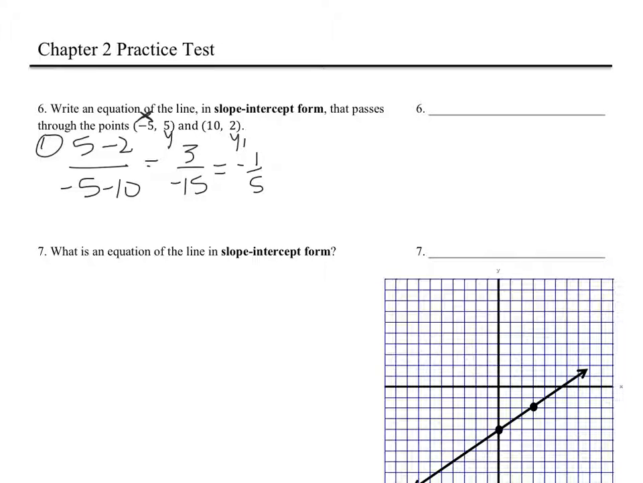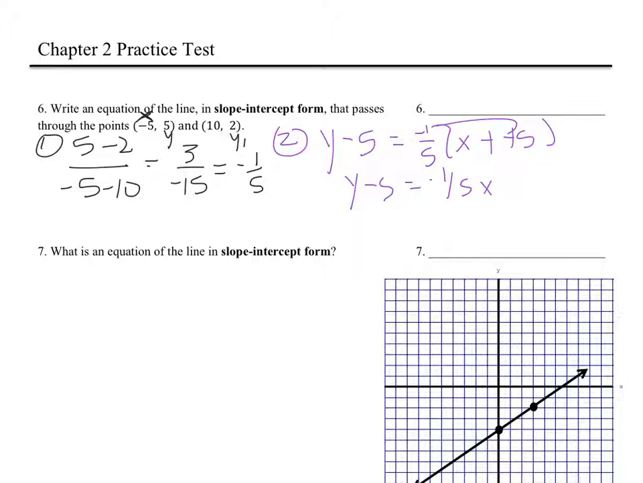Now it does not matter which point you use. I could use this point, or I could use this point. I'm personally going to use this point. I don't know, just because. In my second part, I'm going to write in my point slope formula. So y minus my y1, which is 5, equals the slope I found, and then x minus my x1. This becomes plus. So I'm going to distribute this in. y minus 5 is equal to -1/5 x minus 1. Add the 5 over, and I would get as my final answer, y is equal to -1/5 x plus 4.